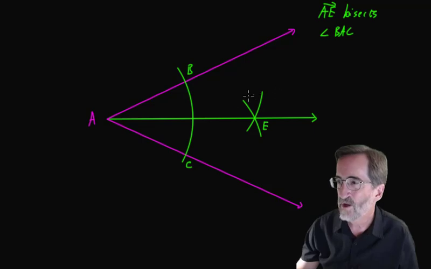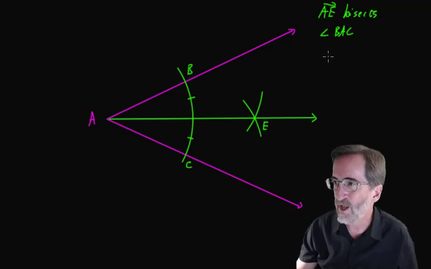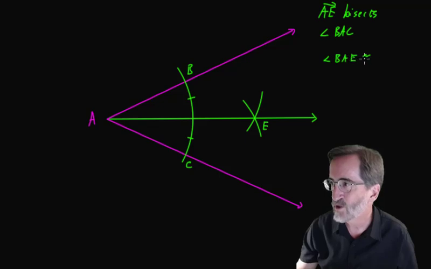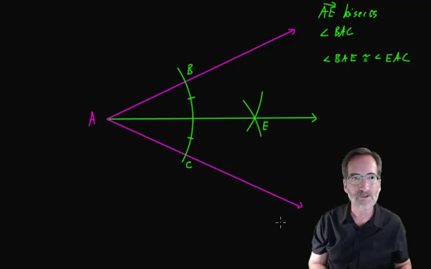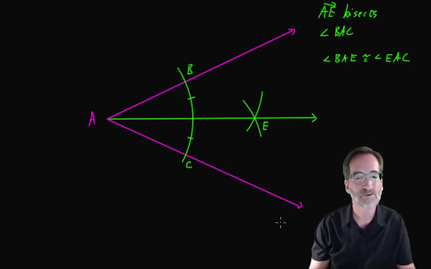Another way to say this is these two angles are congruent. That is to say, angle BAE is congruent to angle EAC. And that's how to construct the angle bisector using straight edge and compass.